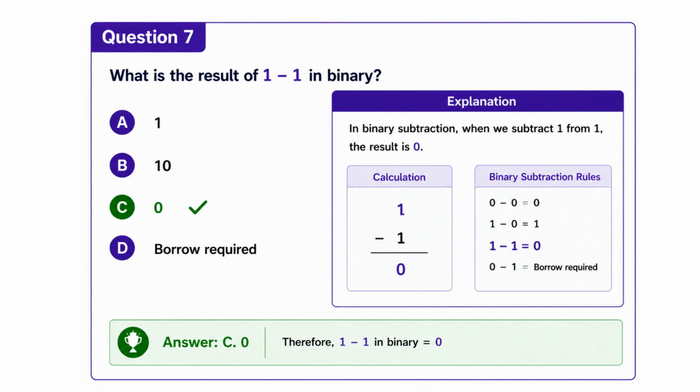Let's solve this binary subtraction. What is 1 minus 1? When we subtract 1 from 1, nothing remains. The result is 0. No borrowing is required, so the correct answer is C. 0.